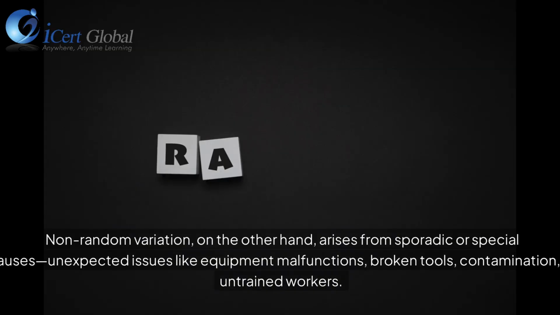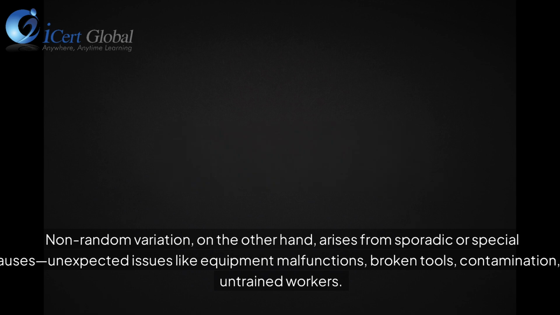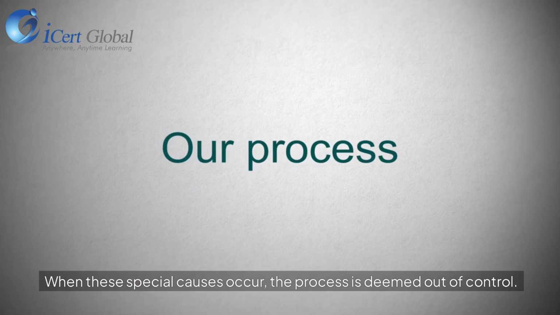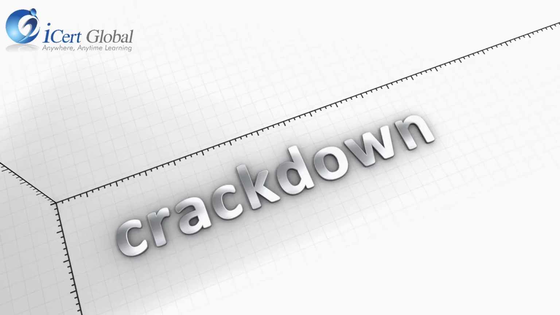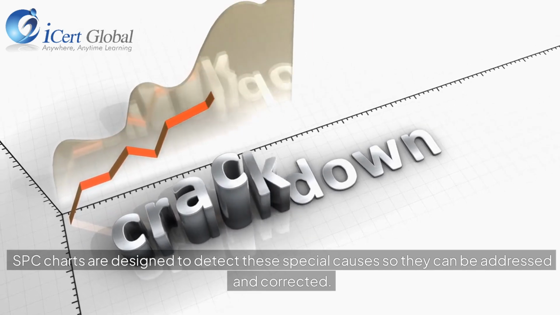Non-random variation, on the other hand, arises from sporadic or special causes, unexpected issues like equipment malfunctions, broken tools, contamination, or untrained workers. When these special causes occur, the process is deemed out of control. SPC charts are designed to detect these special causes so they can be addressed and corrected.